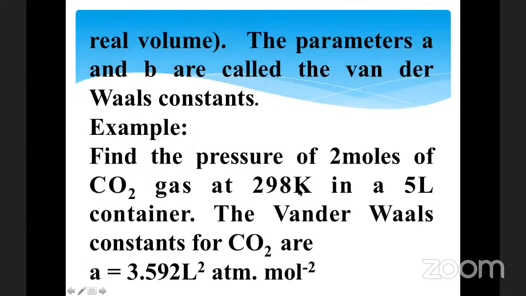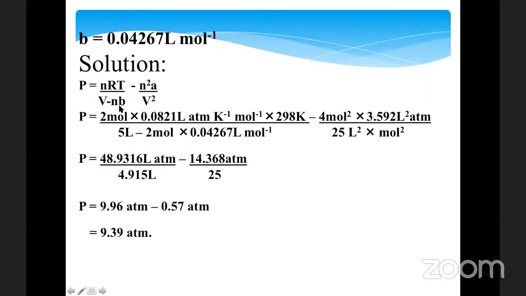We were given temperature in Kelvin, 2 moles of gas, 5 liter volume. We are calculating the pressure. That is what we are looking for. So P is equal to, making P the subject of the formula, we have nRT over V minus nb, minus n squared a all over V squared.